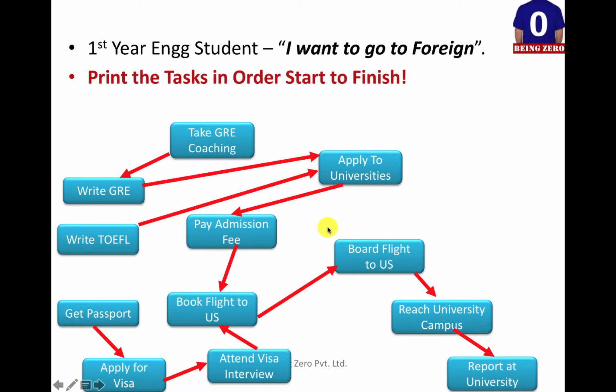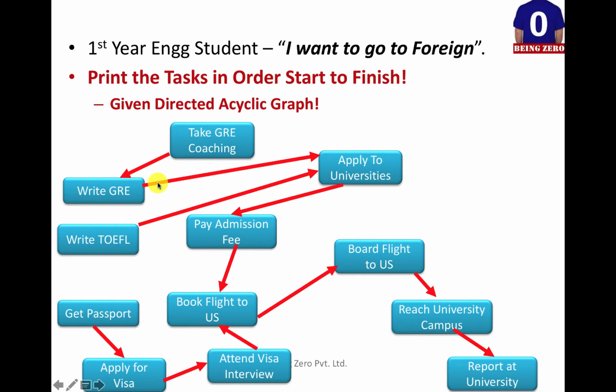Now the problem statement says to print the tasks in order from start to finish. Which task will you do first, and then which task? We have to print all these tasks in the particular order in which they should be completed, given the list of items and the relationship between them. So we are given this graph. This is a graph data structure, a directed graph, because after writing GRE you have to apply to the university. So there is a direction. You can't apply to the university and then write the GRE exam, right?